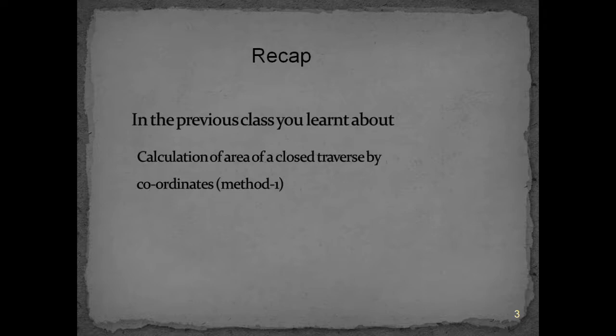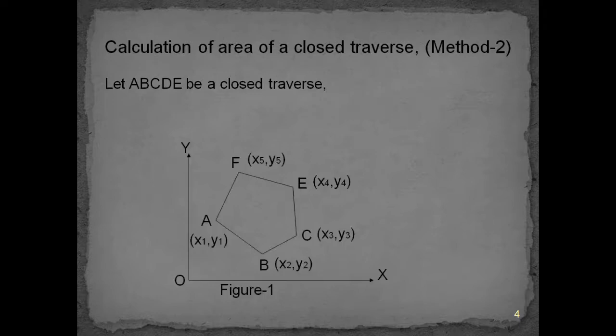Coming to today's topic, calculation of area of a closed traverse by method 2. This is a very easy method. Let A, B, C, D, E, A be a closed traverse. Please try to rectify this one. This is D, E, a closed traverse. And you all know x1, y1, x2, y2, x3, y3, x4, x5, y5. All these are nothing but ordinates, x ordinates and y ordinates.